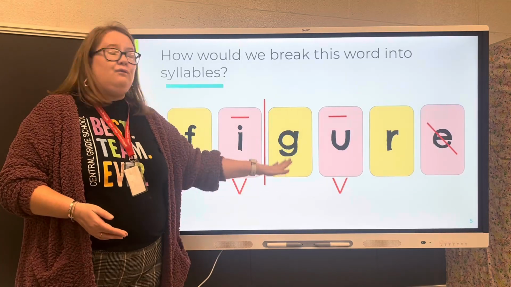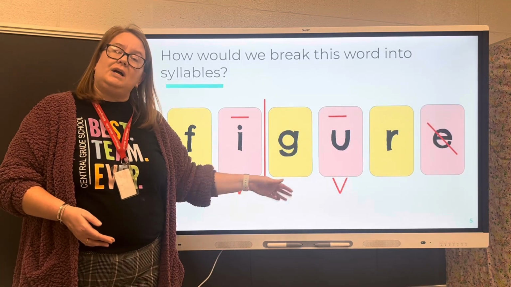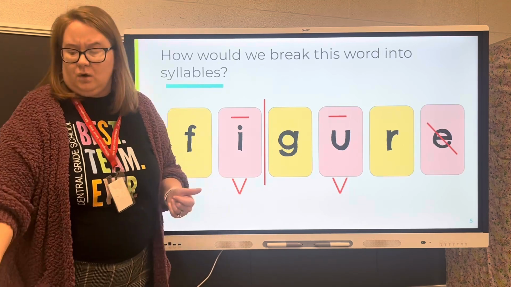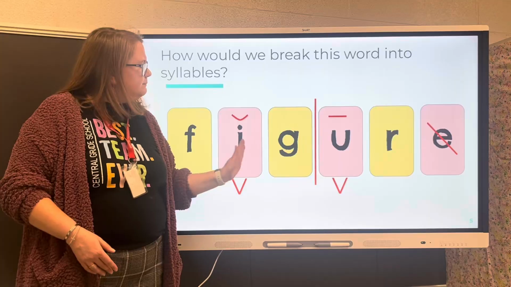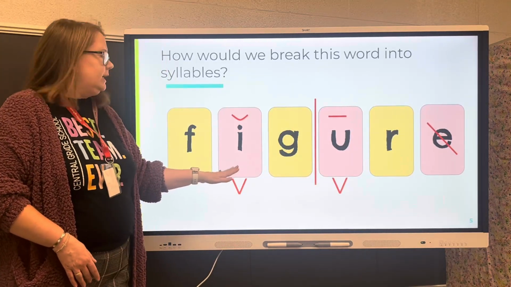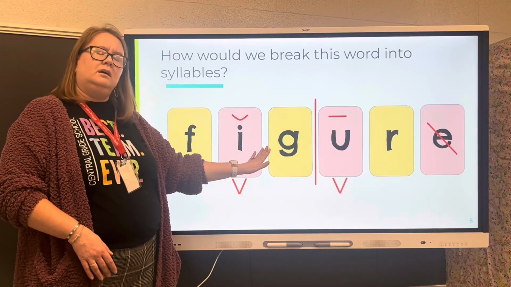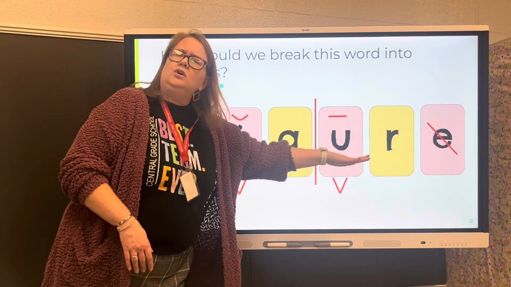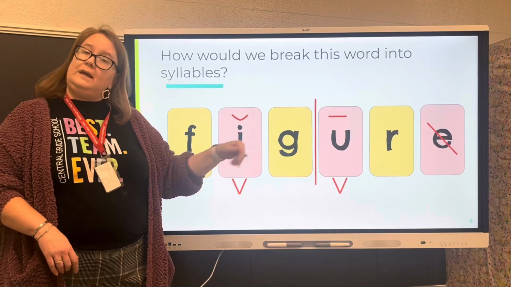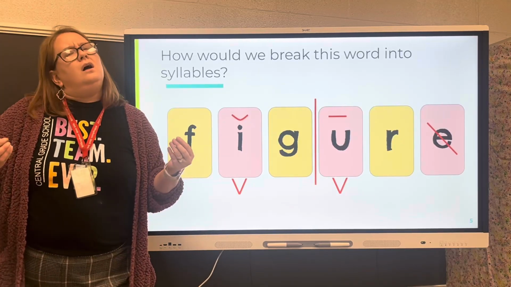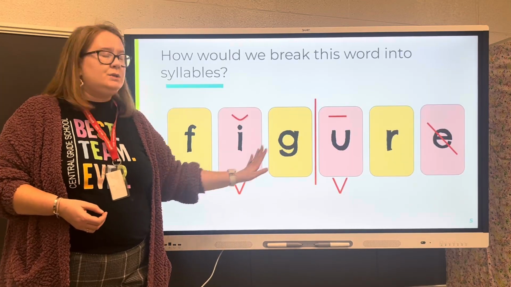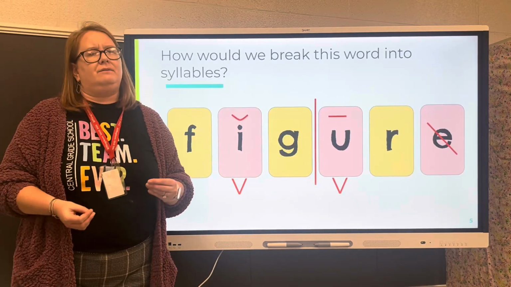Remember, when we just have one consonant in between our vowels, we have to be flexible with our decoding. Figure isn't a word I know. What if I split it after the G instead? Now I have a closed syllable here, and this says fig, and then that would say yer. Figure. That's a word I know. Figure. So, when you only have one consonant in the middle of a word, in between your two vowels, you're going to have to be flexible.